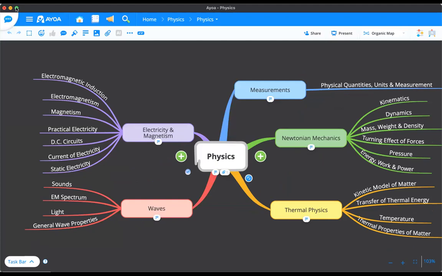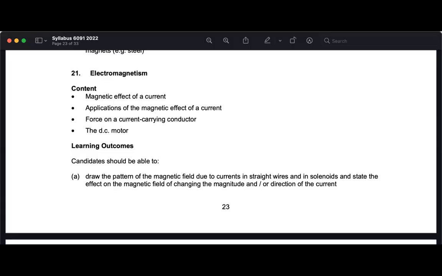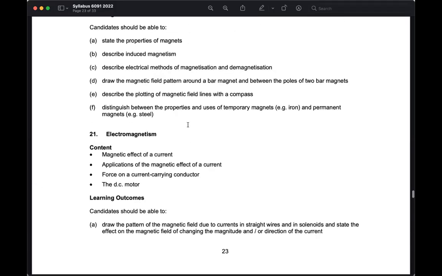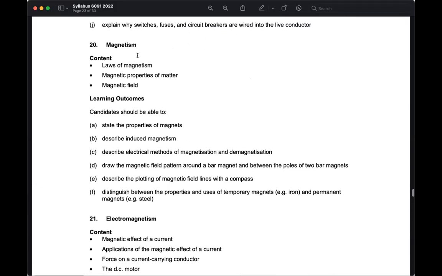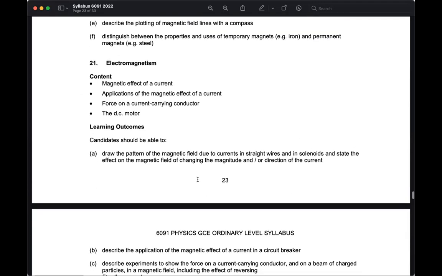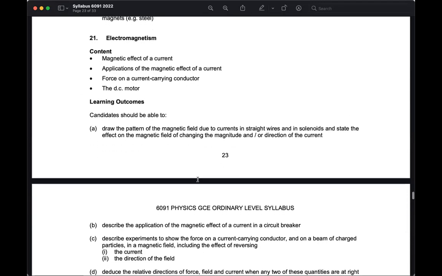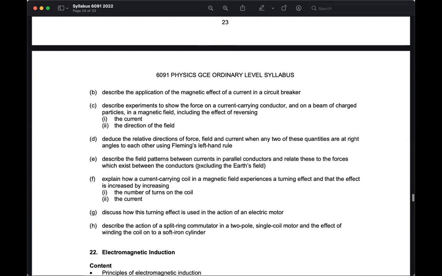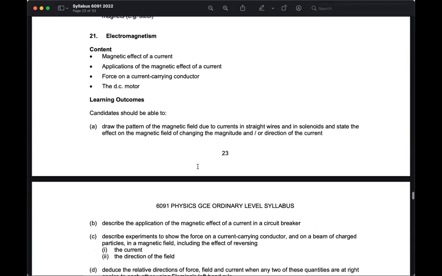Okay, so I'm going to go through the syllabus. Everybody can see we have gone through magnetism. So let me just quickly tell you what you need to know about electromagnetism. I will not use much of this, but let me go through the content.